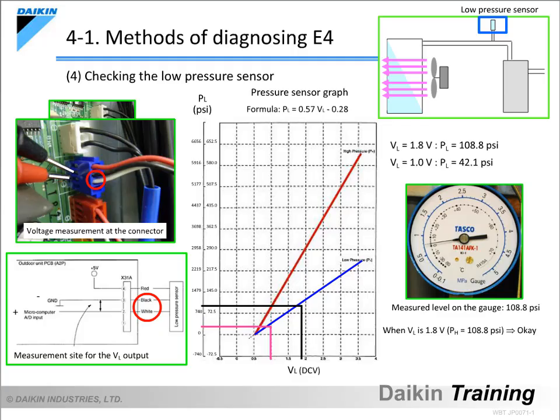and you can proceed to the next item to be checked. When the VL is 1.0 volts, however, the level measured by the gauge and that detected by the pressure sensor do not correspond. This indicates a false detection of the pressure level by the pressure sensor, and the sensor must be replaced.